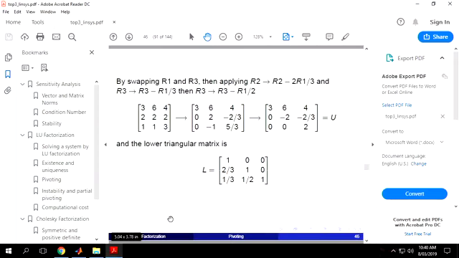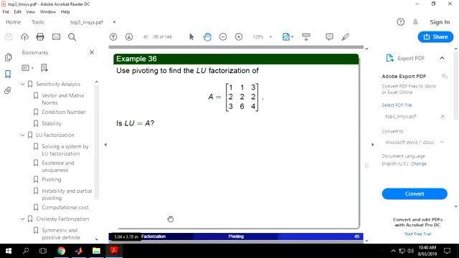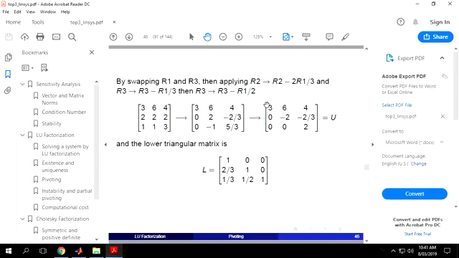Suppose I have this matrix 1, 1, 3, 2, 2, 2, 3, 6, 4. I cannot do the LU factorization if I don't swap the rows. But if I swap the rows, then eventually I can get to the upper triangular matrix like this. And the lower triangular matrix, you just record. So this one is 2/3, so that's why you have 2/3 here, and 1/3 comes here.